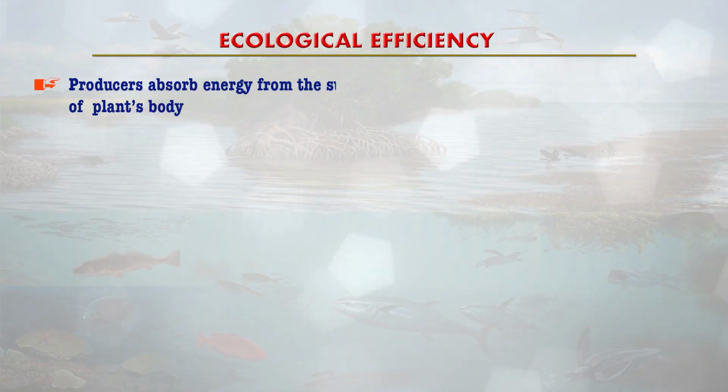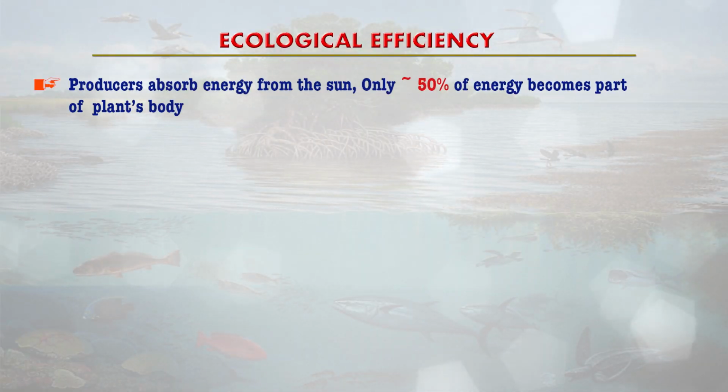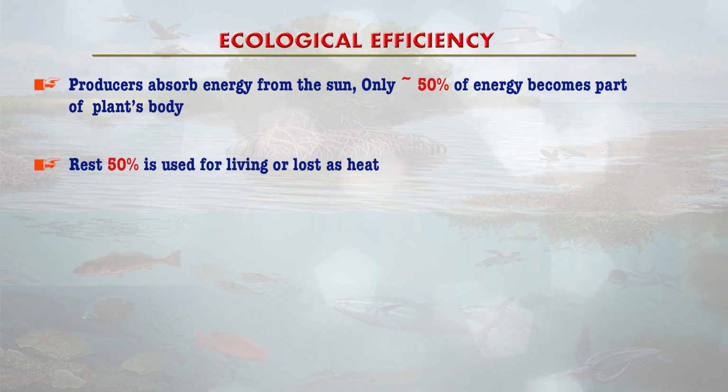So there is a very important related term with ecosystem. We call it ecological efficiency. What is ecological efficiency? See, producers absorb energy from the sun, and only around 50% of energy becomes part of the plant's body. You know that plants are the primary producers in this ecosystem. So only 50% is being utilized. The rest 50% is used for living or lost as heat.